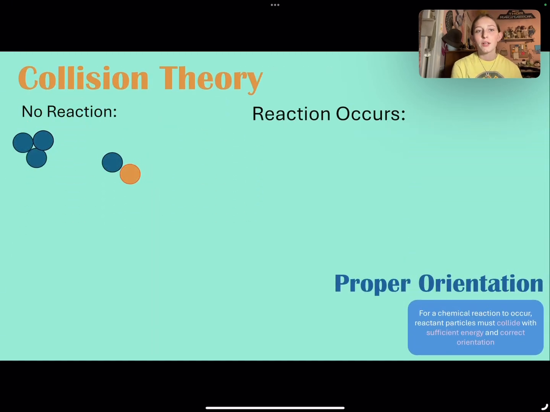The third component in collision theory is proper orientation. This one can be kind of confusing for me, so I have two examples, one where no reaction occurs and one where a reaction does occur due to orientation.